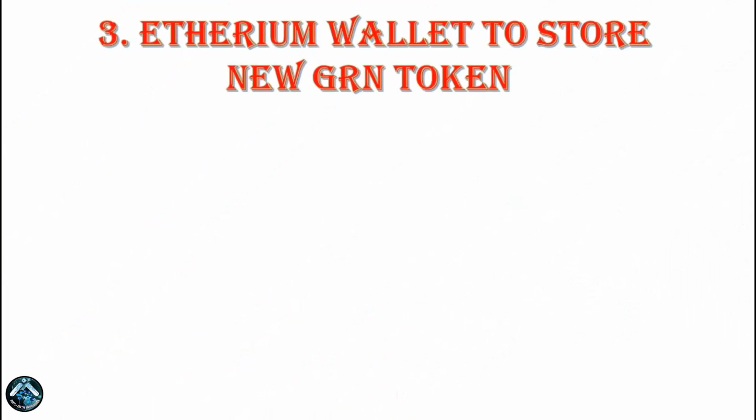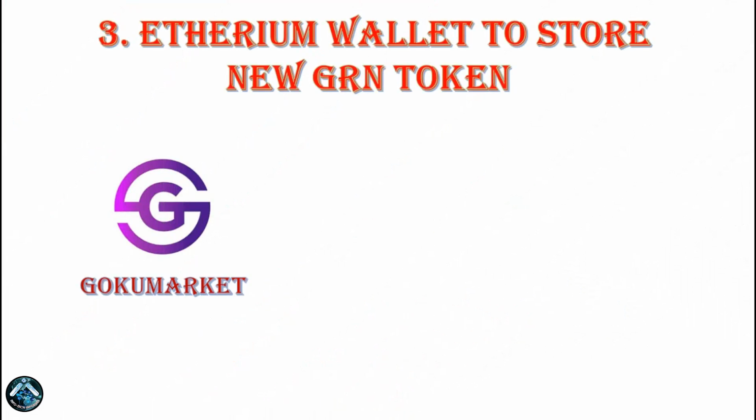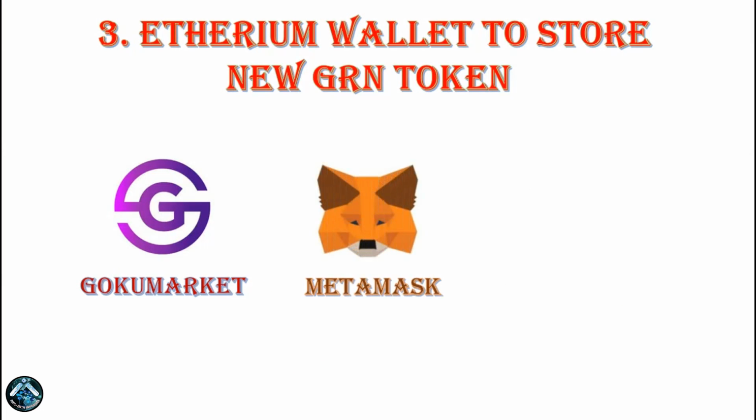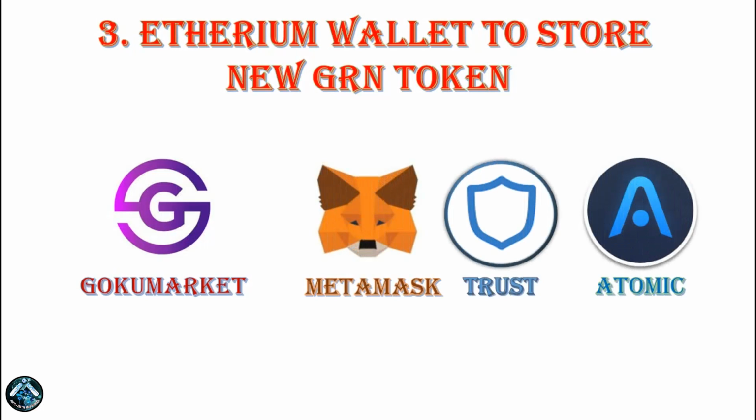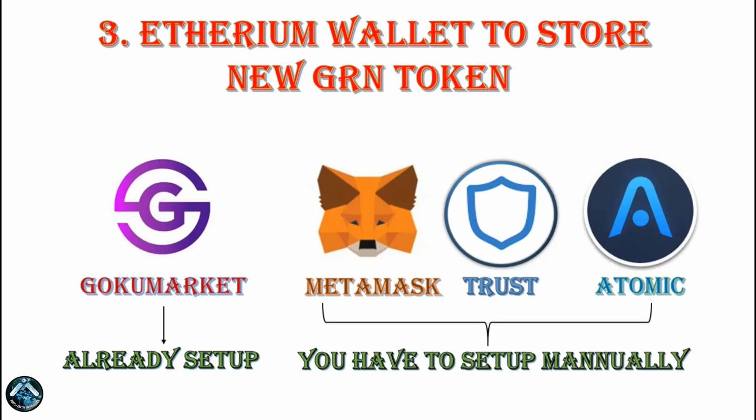Now, for storing new GRN token, you have two choices. You can keep your new GRN coins on GokuMarket, or you can store them on external Ethereum wallet like MetaMask, Trust, or Atomic Wallet. If you want to keep your coins on GokuMarket, then you don't need to set up any external Ethereum wallet, cause GokuMarket has already set up a new GRN Ethereum address for your account. If you want to store your GRN coins on other Ethereum wallets like MetaMask, Trust Wallet or Atomic Wallet, then you have to set up a wallet and add GRN ERC20 token to that wallet manually.